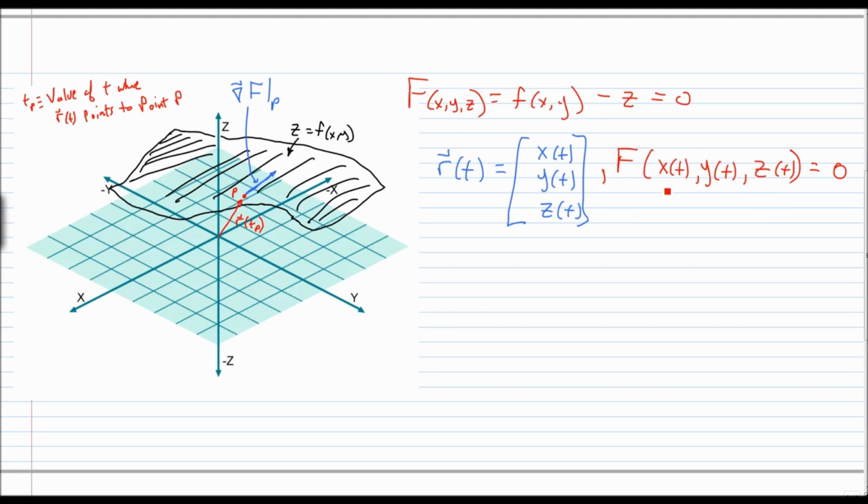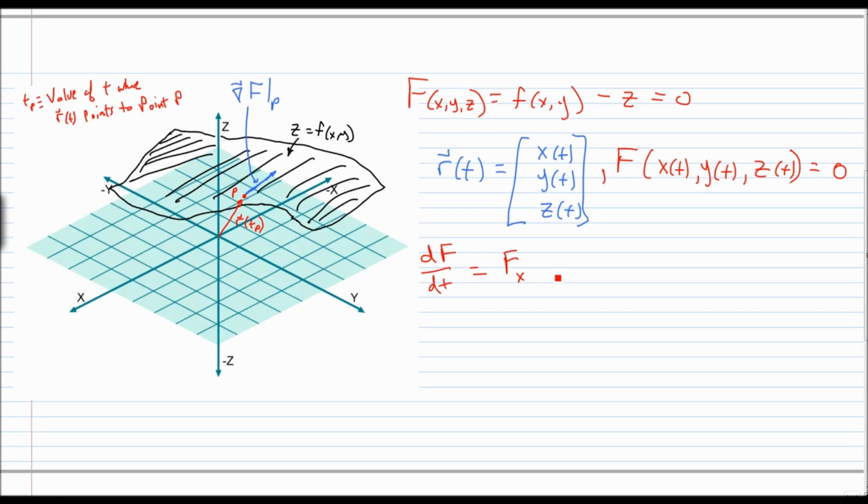Now I can take the derivative of both sides of this equation with respect to t. In order to do that, I'll have to use the chain rule, because f is a function of x, but x is a function of t, and f is a function of y, and y is a function of t. So if I want to take the derivative of f with respect to t, you apply the chain rule at each step here.